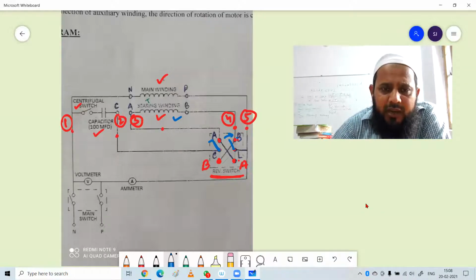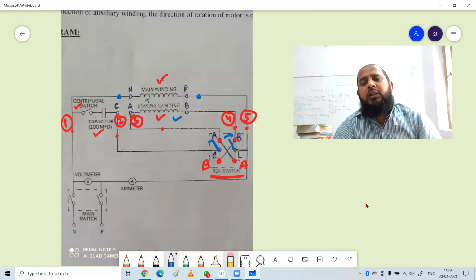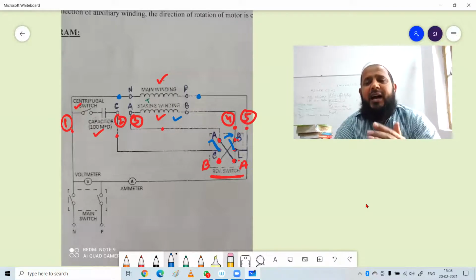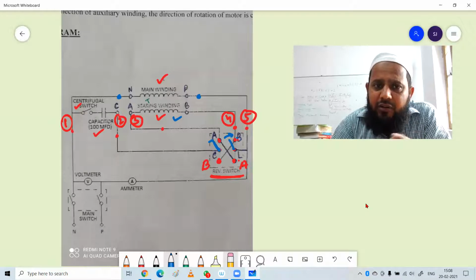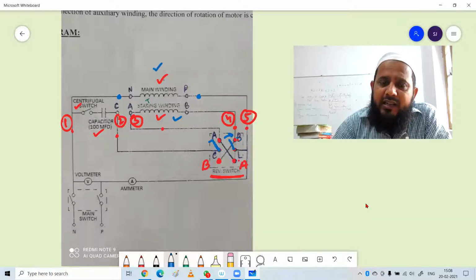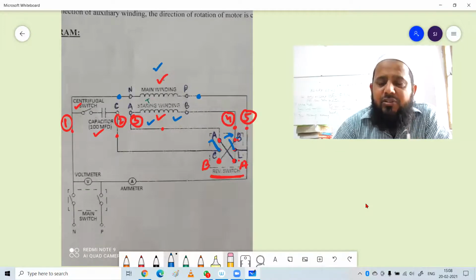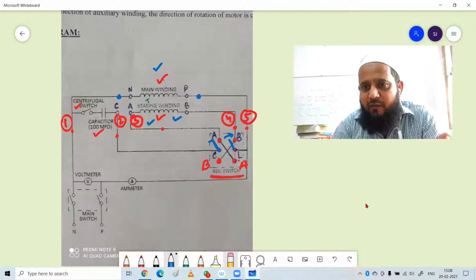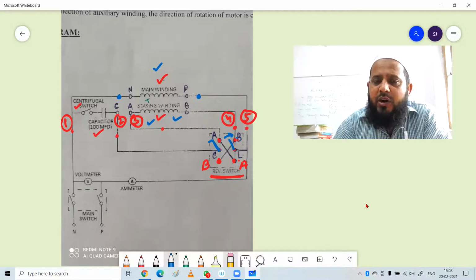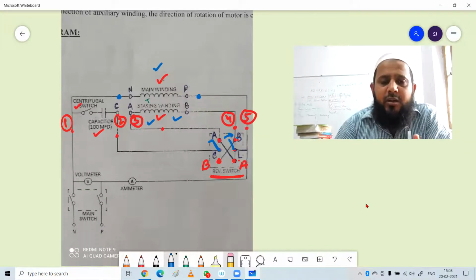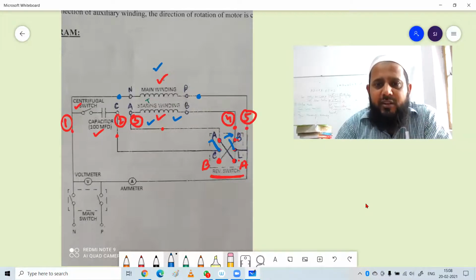तो हमको करना क्या है, बेसिकली the speed and the direction of rotation of the induction motor can be reversed by either changing the connection of main winding or either changing the connection of starting winding. So in this experiment we are changing the connections or terminals of the starting winding, because we have connected starting winding to the reversing switch.